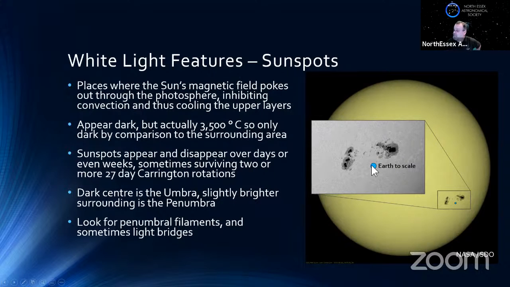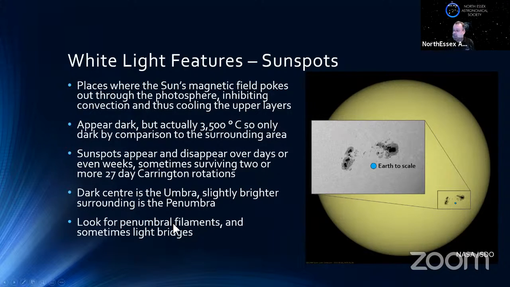Now, sunspots can be quite small, or they can be really, really large. This one here is an image that shows the Earth to scale. If you look at the sun's disk here, sunspots are much, much bigger than the Earth. They can come and go over a couple of days or a few weeks. Sometimes they can survive 2 or more solar rotations. The average Carrington rotation, we call it, is about 27 days. You can see the same sunspot come around several times.